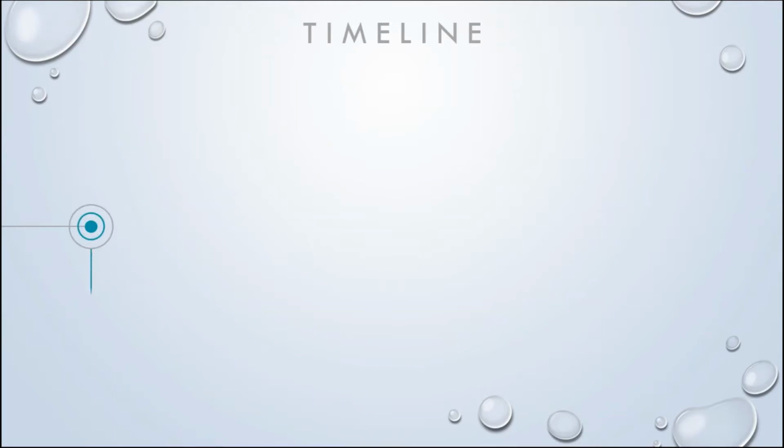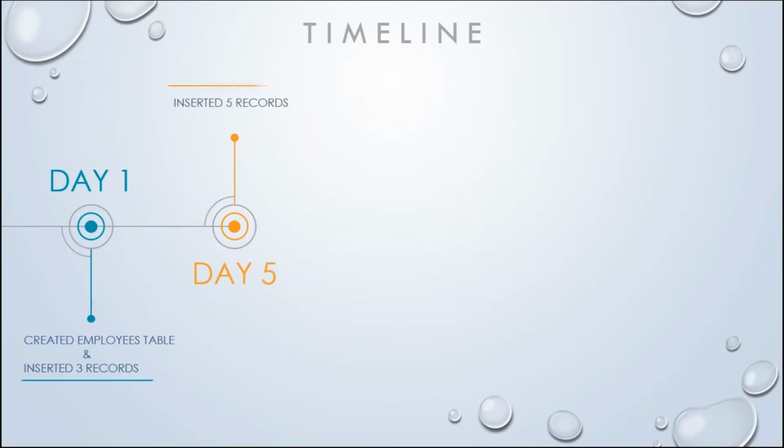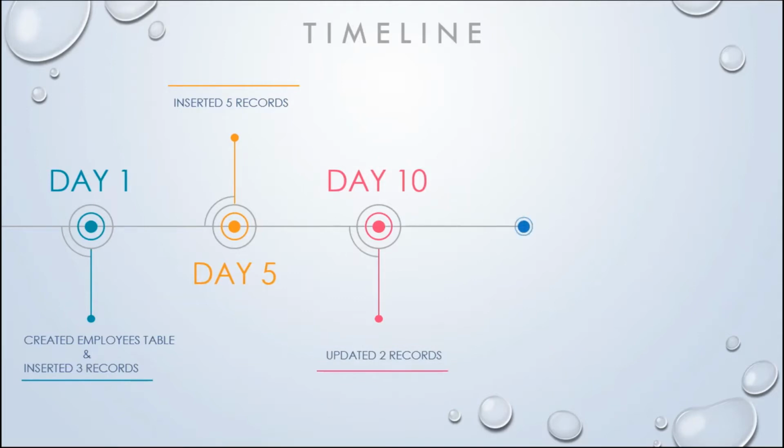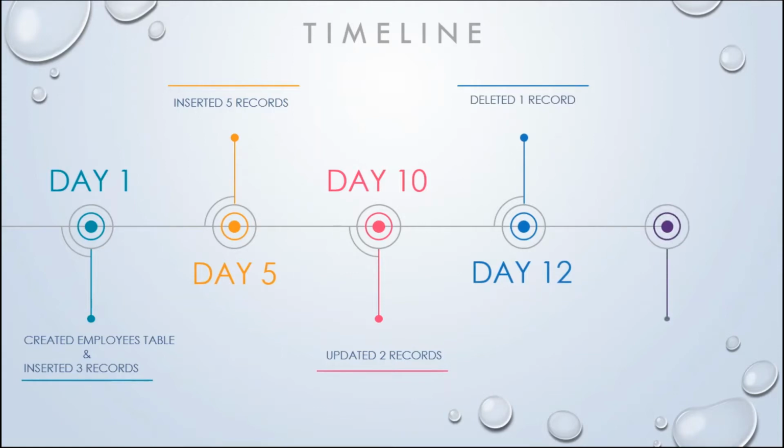Let's suppose you have created an employees table on day 1 and inserted 3 records, and on day 5 you have inserted 5 records in the employees table, and on day 10 you have updated 2 records. Then on day 12 you have deleted 1 record, and finally on day 16 you have inserted 2 new records and updated 1 record. So this is basically the timeline for the employees table that you have followed. This is a hypothetical example, but in practical scenarios you make updates in each table almost every day. For this example, let's suppose you have done all these operations on the employees table.